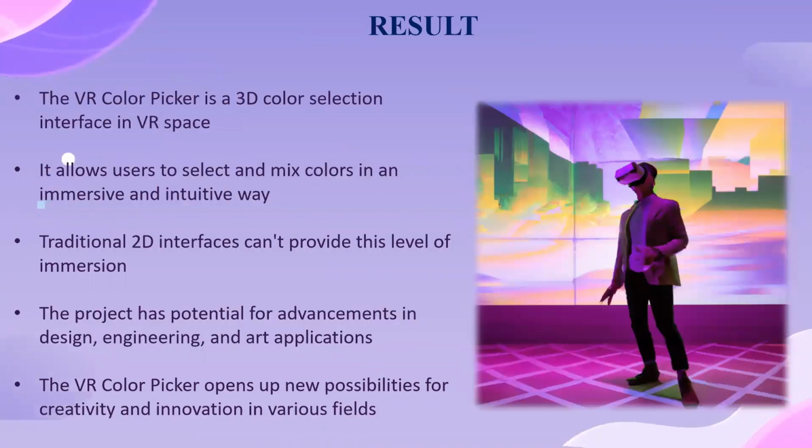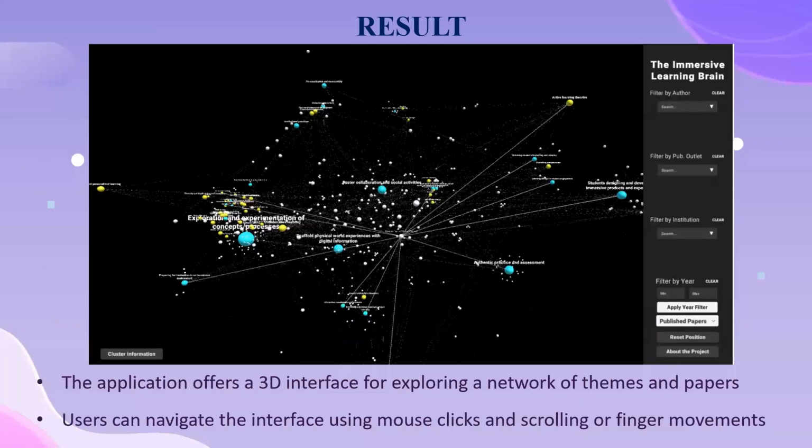When it comes to the results section, the VR color picker is a 3D color selection interface that we discussed in the introduction. It allows users to select mixed colors in an immersive and intuitive way. Traditional 2D interfaces cannot provide this level of immersion. The project has the potential for advancements in design, engineering, and art applications. The VR color picker opens up a new possibility for creating and innovating in various fields.